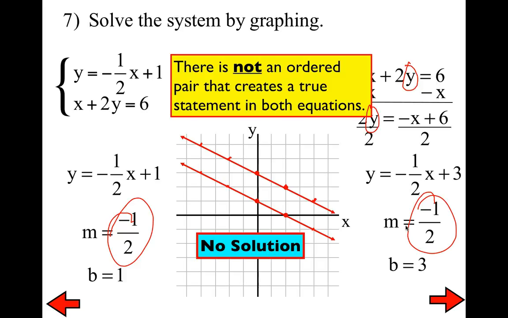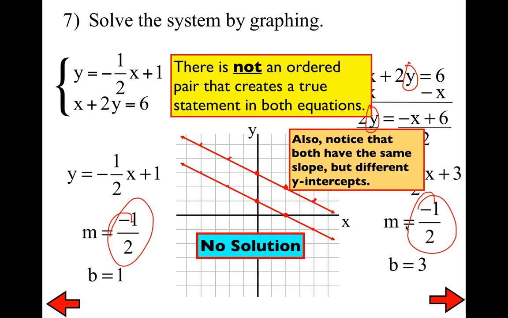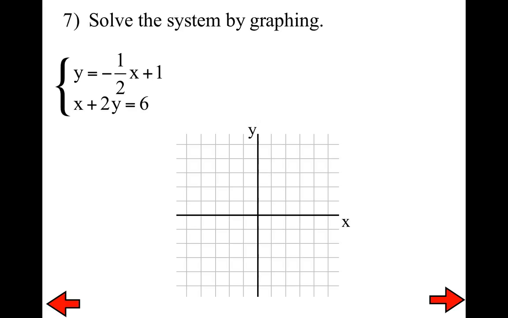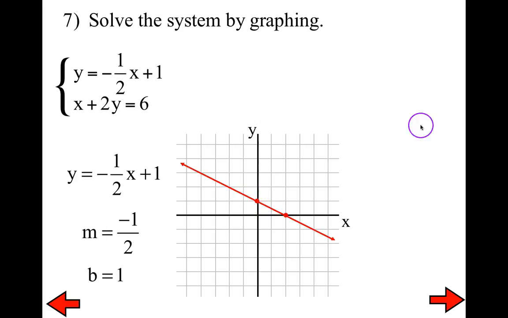Now, another way to look at it is we do notice that the slopes are the same, but the y-intercepts are different, meaning they're moving at the same rate, but they're starting at different points. Okay, but once more, I'm also going to show you what you could have done if you graphed using your x and y-intercepts. So the first one is in slope-intercept form, so you're just going to graph your y-intercept and use the slope to graph the line.